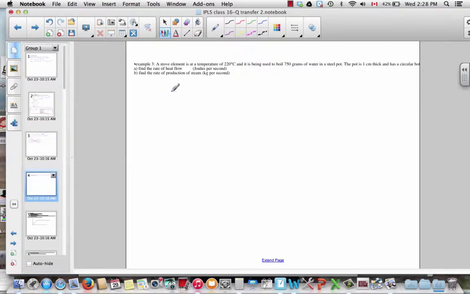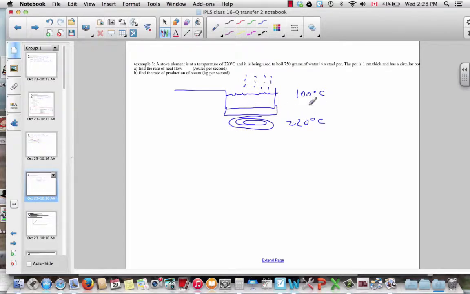So here's a typical example. We've got a stove element on your stove, and you're putting a pot of water on it. And thermal energy is going to flow through the bottom of the pot into the water, and we're boiling the water. And at STP, boiling happens at 100 degrees. And we're told the element's at 220. So we see what the temperature difference is across the bottom. Now, the bottom is going to be circular in cross-section.